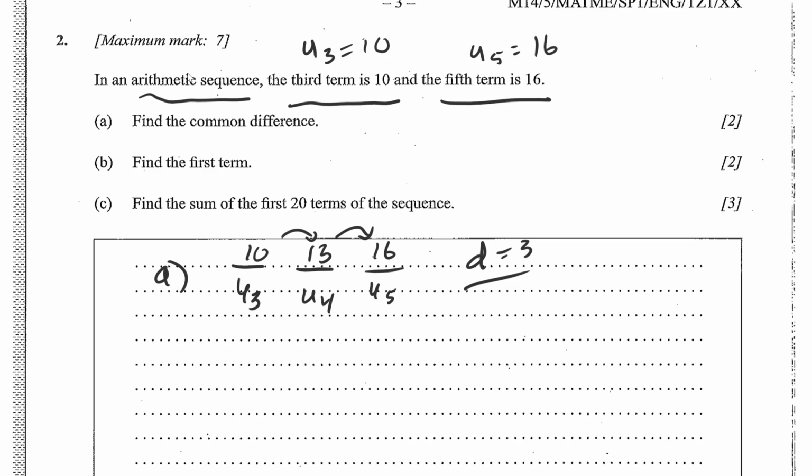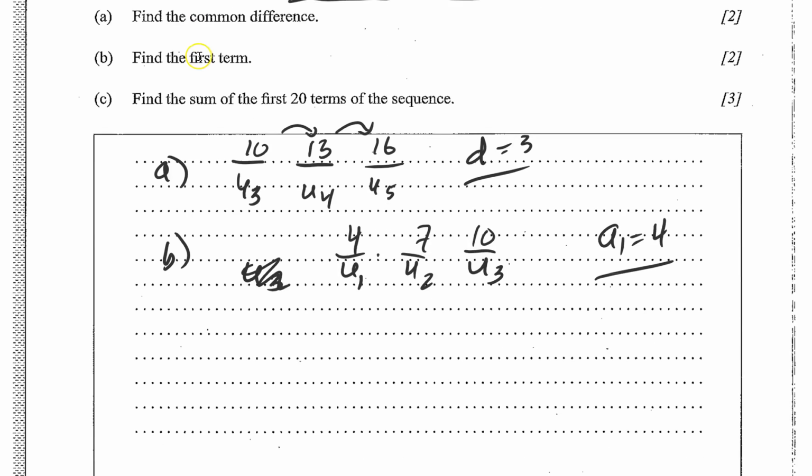Find the first term. And again, two ways to do this. If you know the third term is 10, and you know the common difference is 3, then you can figure out the second term is 7, and the first term is 4. So a1 equals 4. But let me show you also just using algebra.